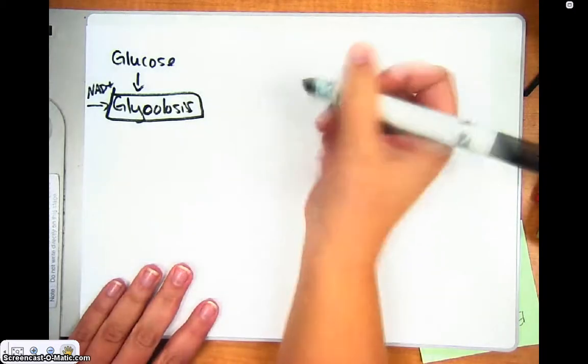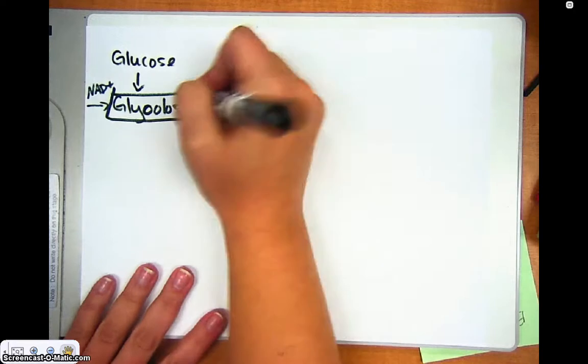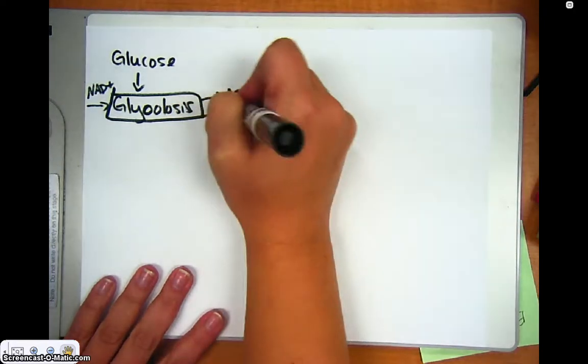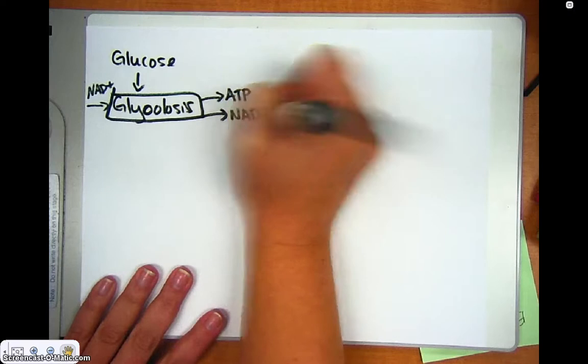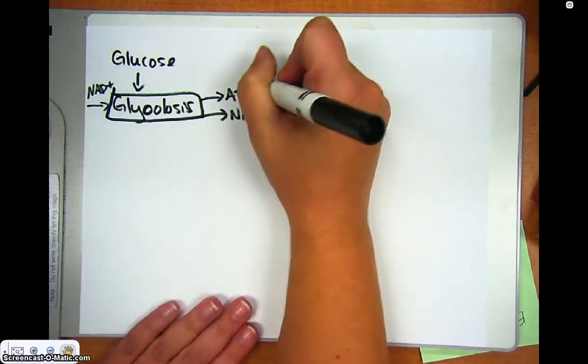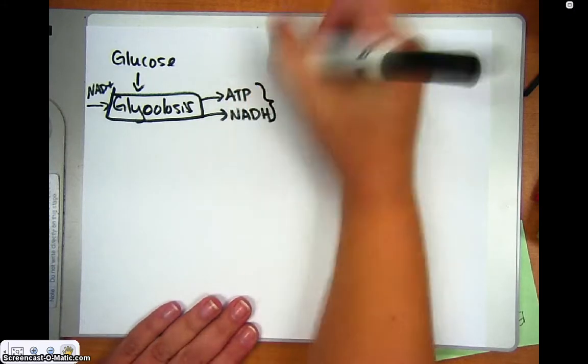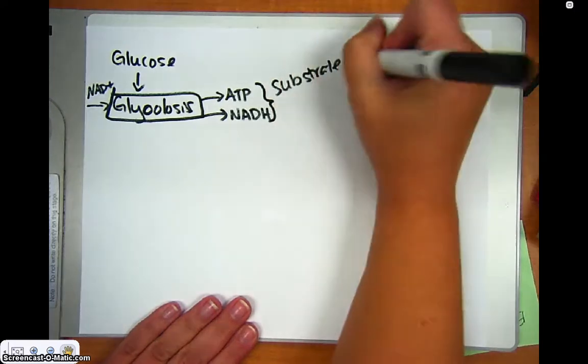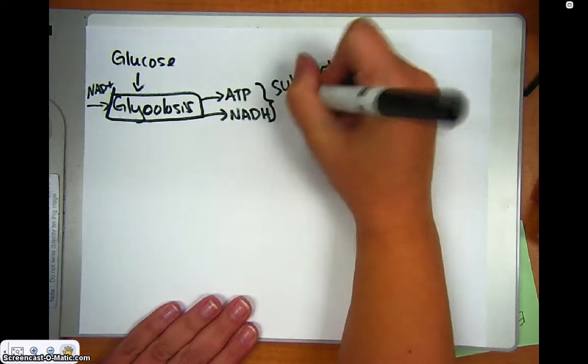So it undergoes a process called glycolysis. And during glycolysis, there is the need to have NAD+. What is made from glycolysis is a little bit of ATP and NADH. The formation of ATP during glycolysis is called substrate level phosphorylation.